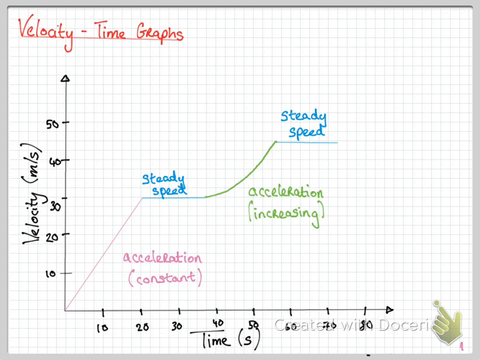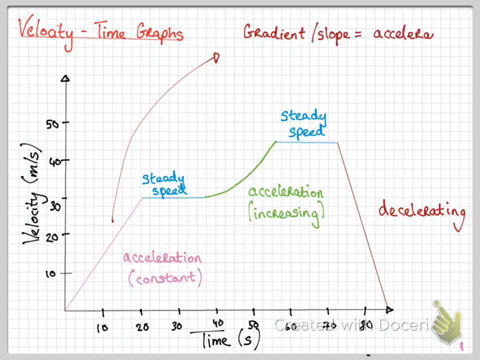Again, I've included a second steady speed. So from the first steady speed, you can see that the car was moving at 30 meters per second for just under 20 seconds. Then it increased its acceleration until it reached about 45 meters per second, and it stayed like that for another 15 seconds. When you get a straight line going back the way this time, this means it is decelerating.